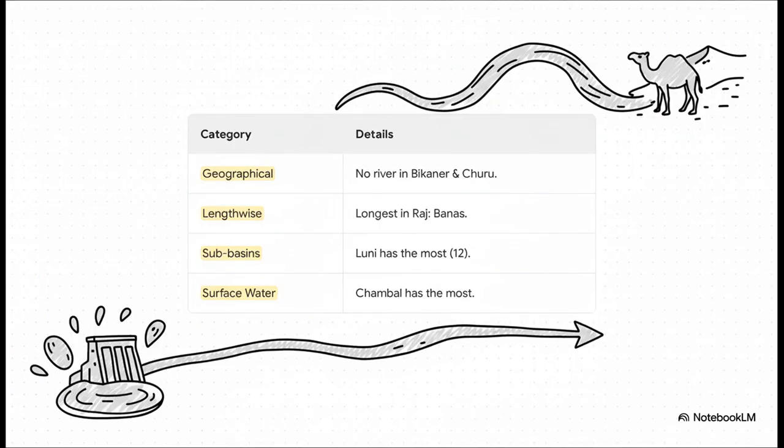And this final table, this is basically your ultimate cheat sheet. It's packed with those high-value facts. Geographically, Bikaner and Churu are the only districts with 0 rivers. For length inside Rajasthan, the Banas takes the crown. The Luni has the most subbasins, with 12. And for just the sheer volume of water, the Chambal is the undisputed champion. These are the kinds of facts that really stick with you.